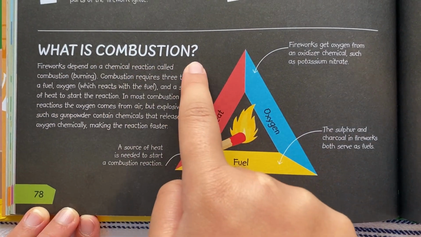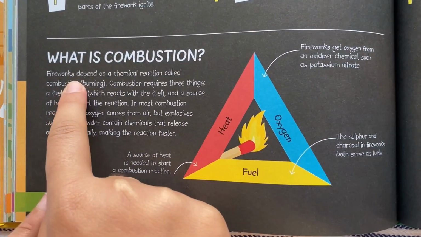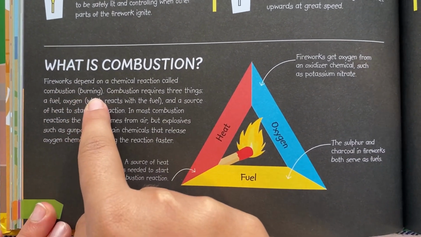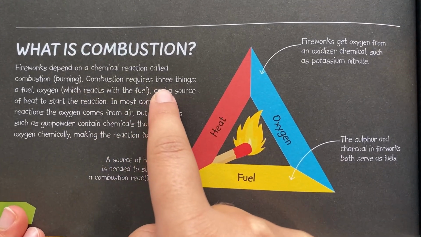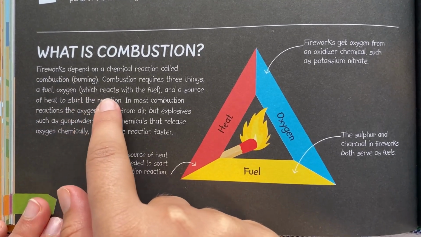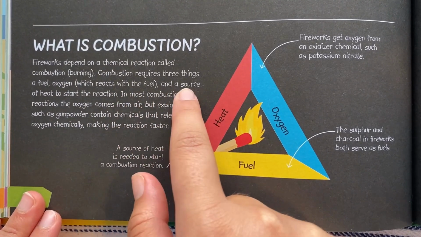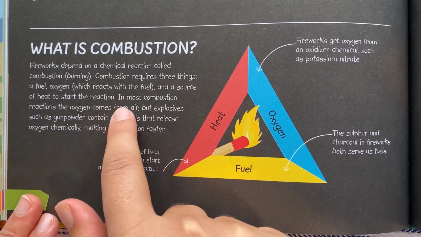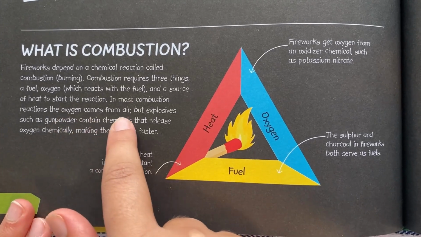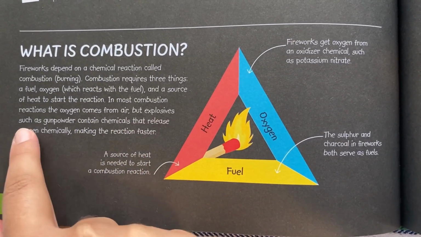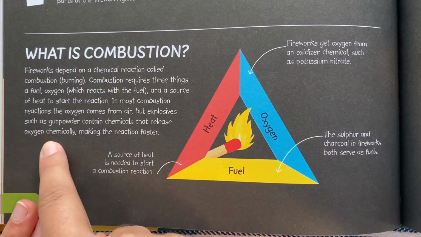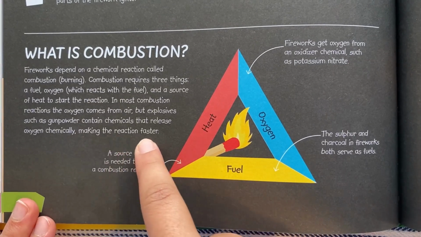What is combustion? Fireworks depend on a chemical reaction called combustion (burning). Combustion requires 3 things: a fuel, oxygen which reacts with the fuel, and a source of heat to start the reaction. In most combustion reactions, the oxygen comes from air, but explosives such as gunpowder contain chemicals that release oxygen chemically, making the reaction faster.